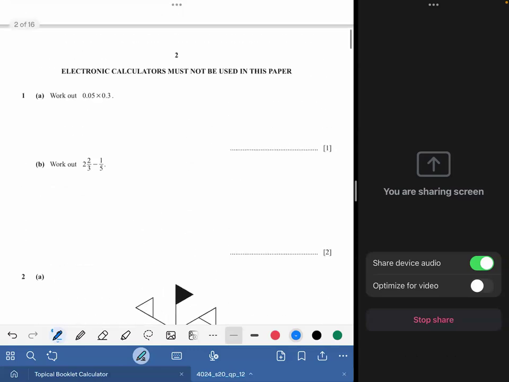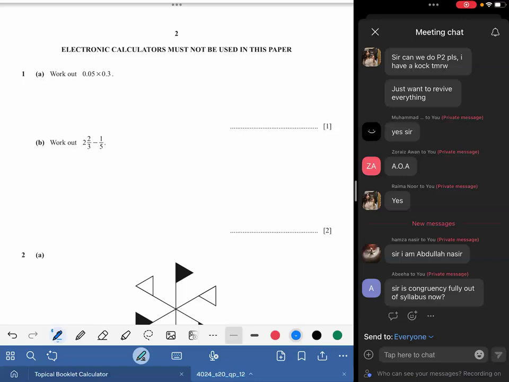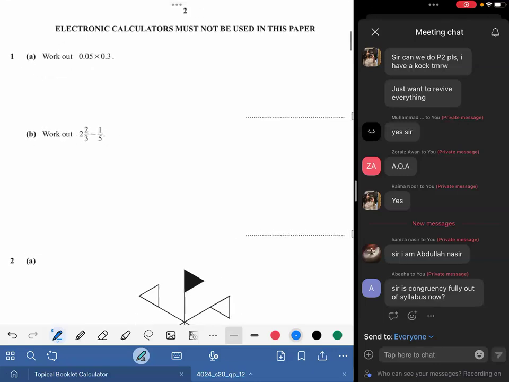All right. Look at this question number one. Sir, is congruency fully out of the syllabus now? Yes. Okay. Now they say work out the first question. Look at the first question, please. The first question is 0.05 multiplied by 0.3.